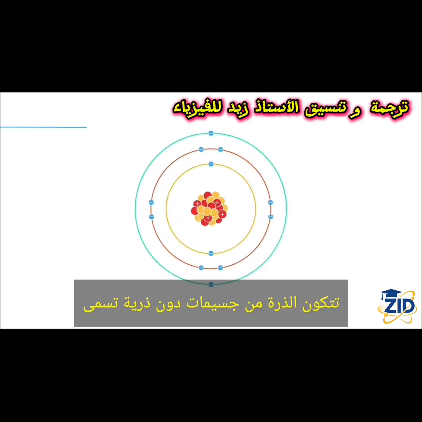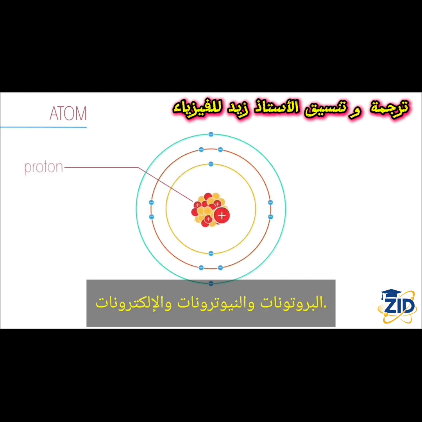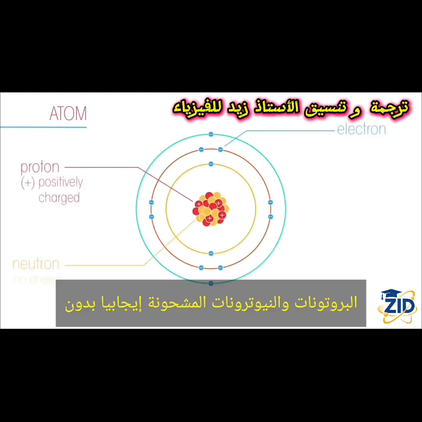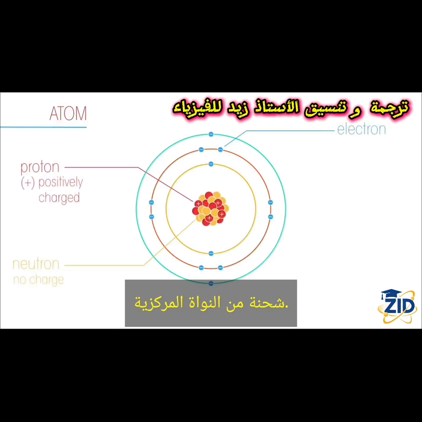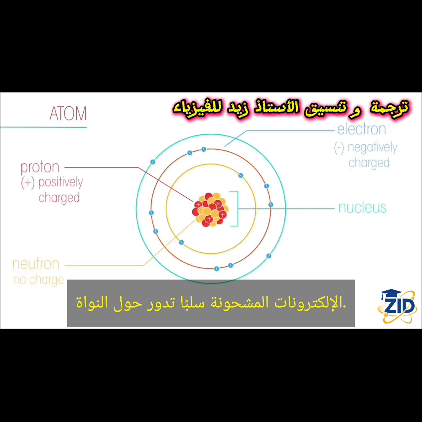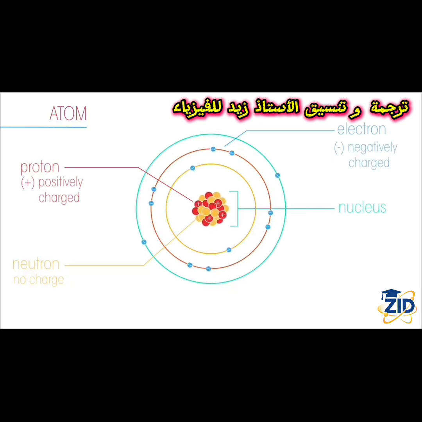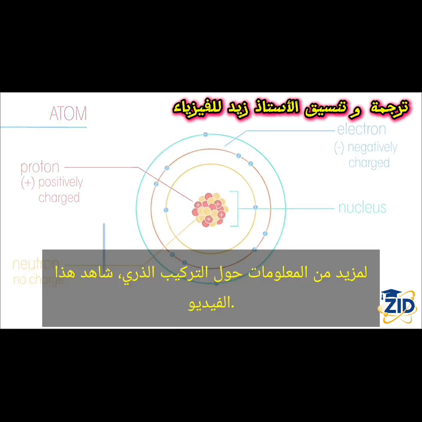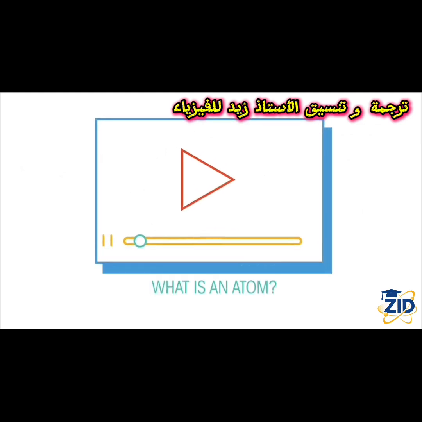An atom is composed of subatomic particles called protons, neutrons, and electrons. Positively charged protons and neutrons with no charge form the central nucleus. Negatively charged electrons orbit the nucleus. For more information on atomic structure, watch this video.